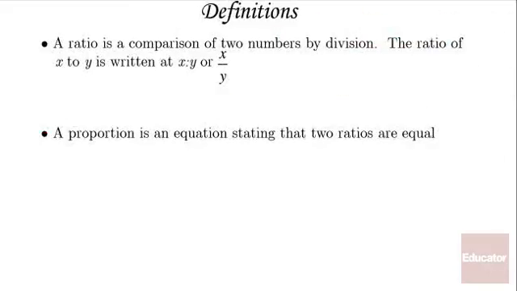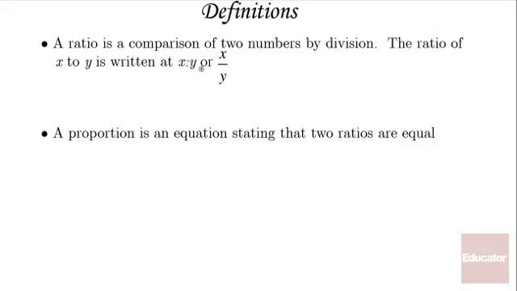We're going to begin with some definitions. A ratio is a comparison of two numbers by division. There's a couple of ways that we can write this. If we want to talk about the ratio of x to y, it can be written as x, then a colon, y, or x over y with a fraction bar between them.